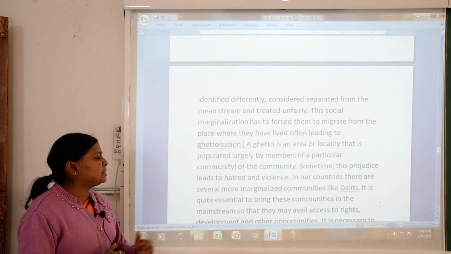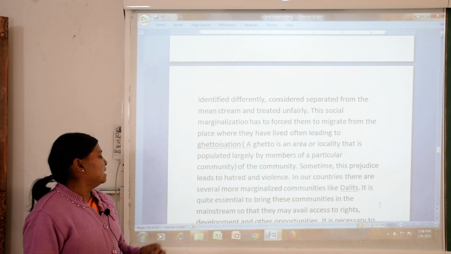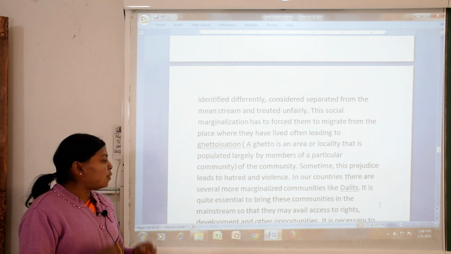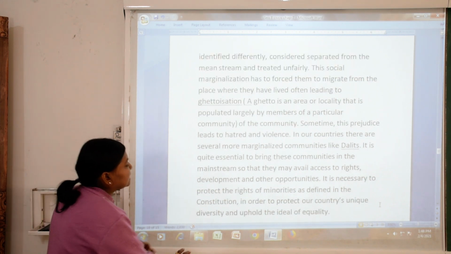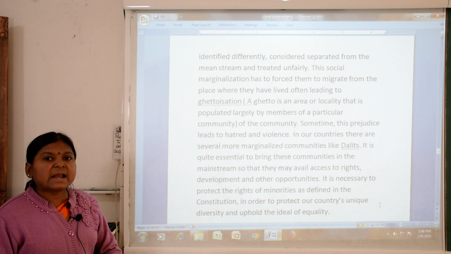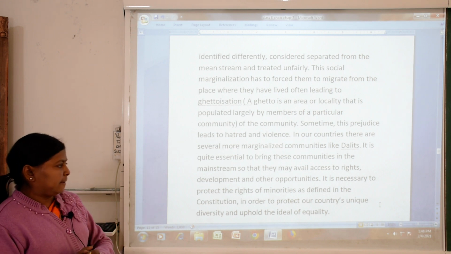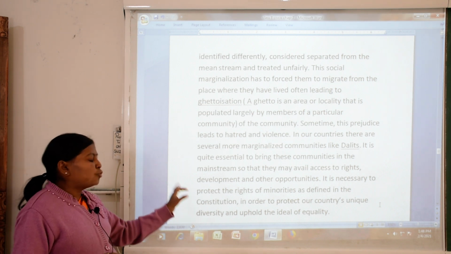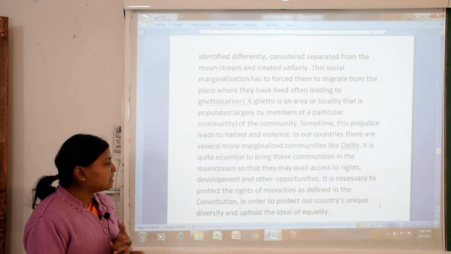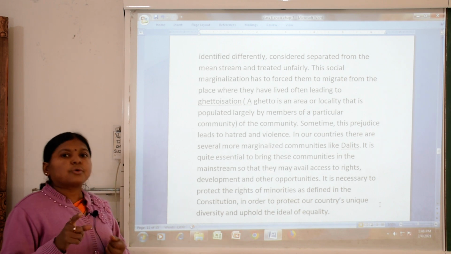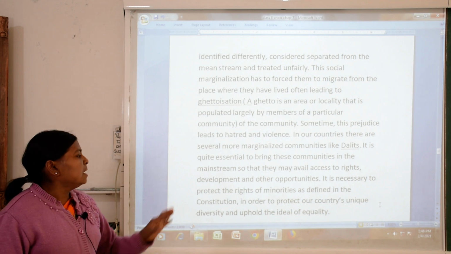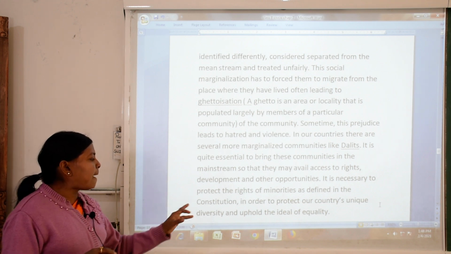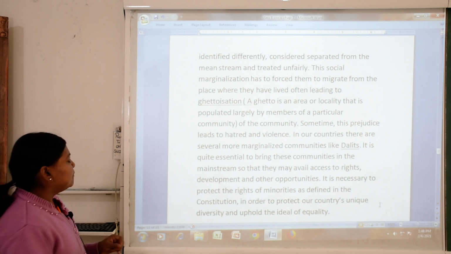It is quite essential to bring these communities into the mainstream, so they may get access to rights, there will be development, and they will get other opportunities easily. It is necessary to protect the rights of minorities as defined in our constitution. Do you know, in order to protect our country's unique diversity, the ideal of equality will be upheld.